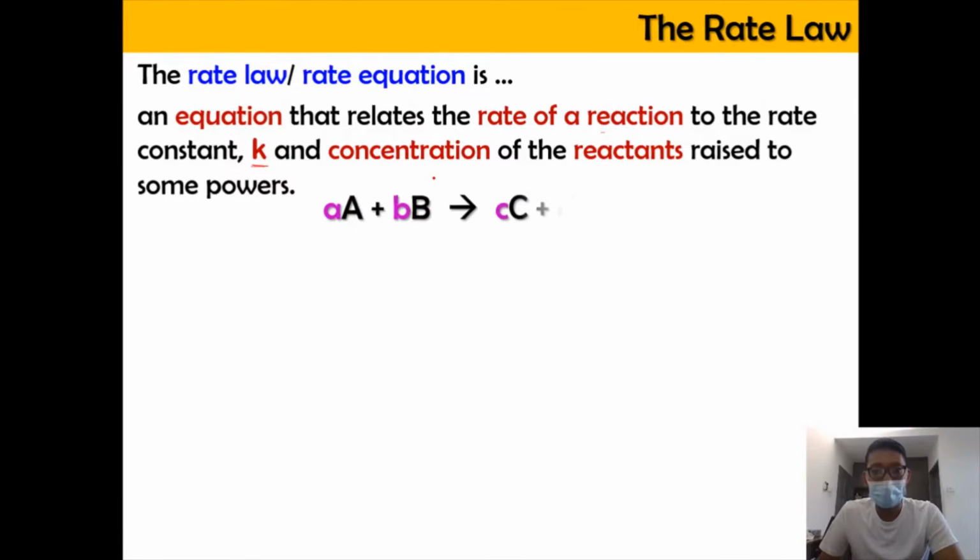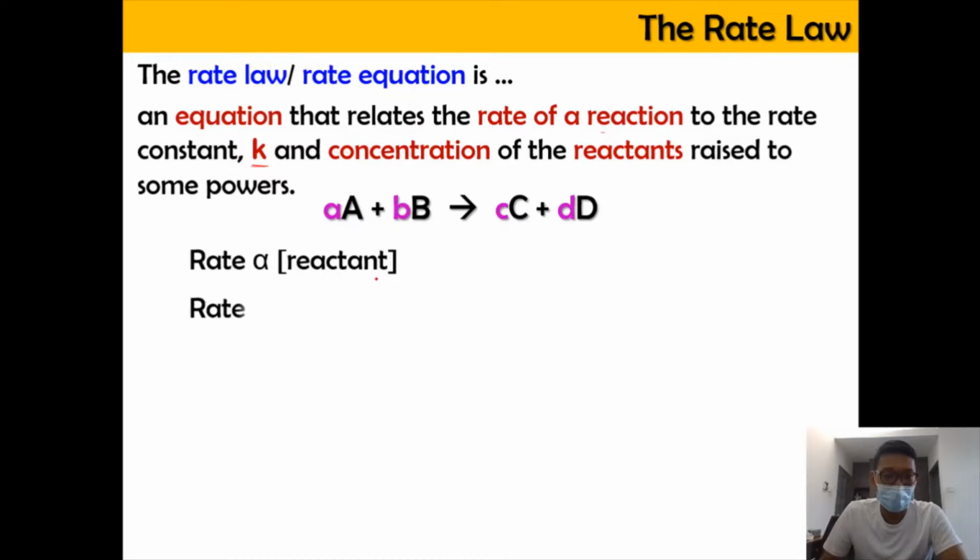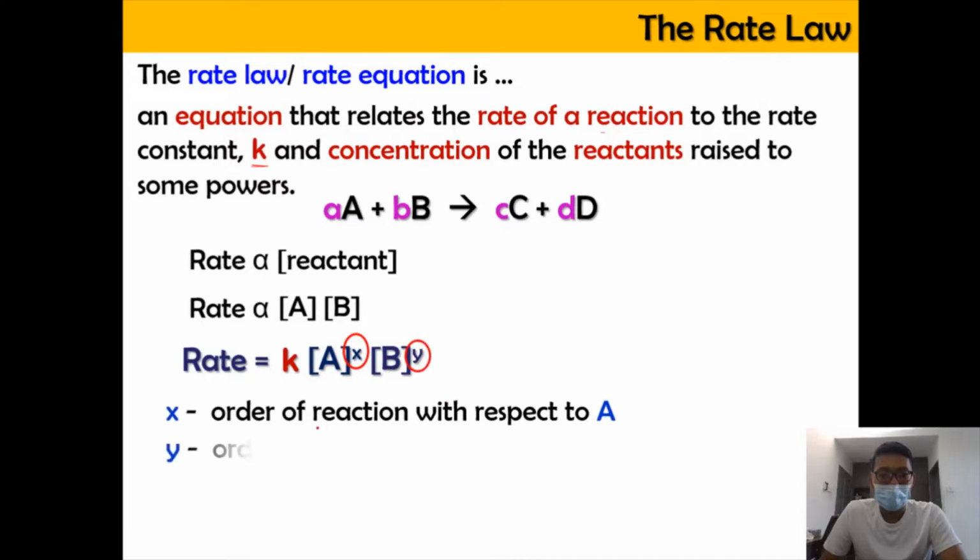Easier to visualize this, let us consider the equation aA plus bB going to cC plus dD. So if you were to write the rate law, it's going to be rate is directly proportional to the reactants, and we have reactant A and B respectively. So the rate law is rate equal to k, which is the rate constant, times concentration of A to the power x and concentration of B to the power y, where x is the order of reaction with respect to A and y is the order of reaction with respect to B.